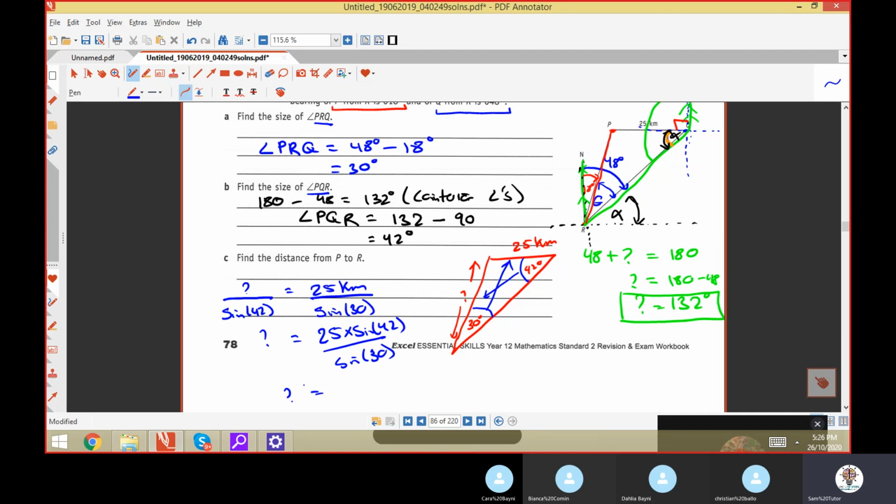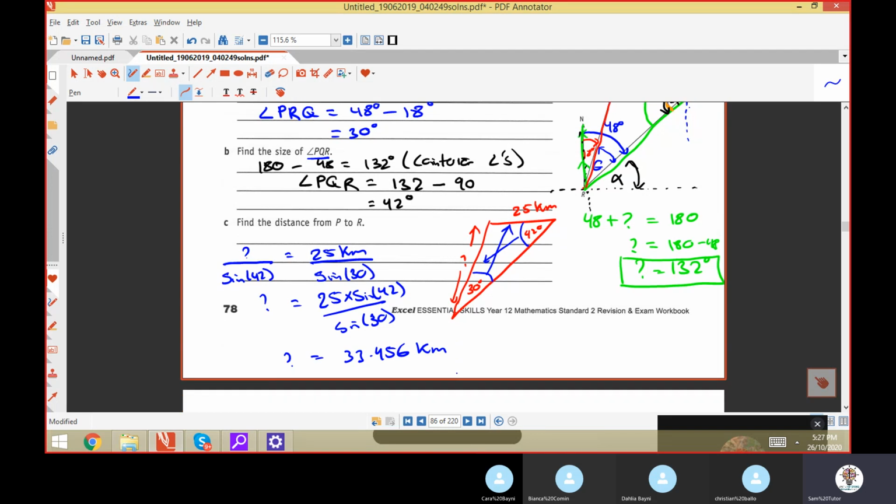But does it make you understand it though? So, it's all good then. 33.456 kilometers. So we just approximate that. Roughly 33.46 kilometers, to 2 decimal places. Okay.